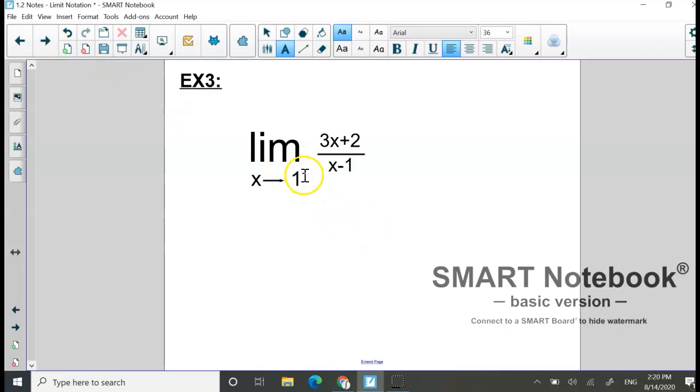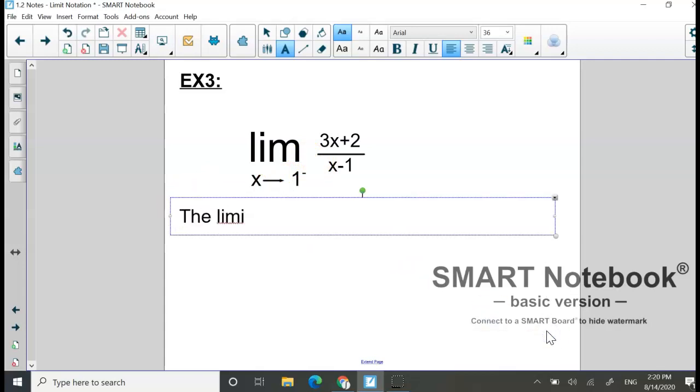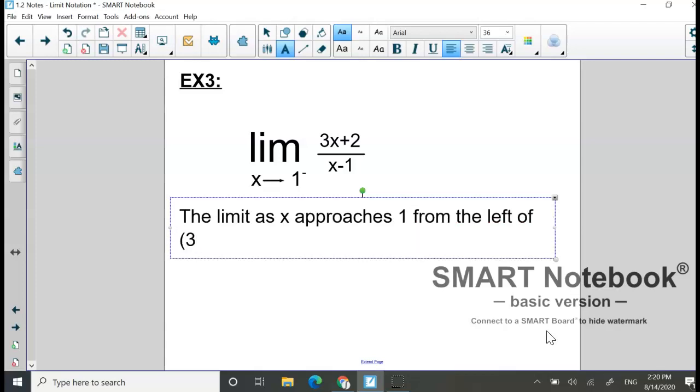All right, notice here we also have a negative behind the 1. So if we want to describe this in words, we're going to say the limit as x approaches 1 from the left of 3x plus 2 divided by x minus 1. I'm going to write it a little differently here just so you can see it both ways. So you could also say the limit of 3x plus 2 divided by x minus 1 as x approaches 1 from the left. You can switch those up a little bit.